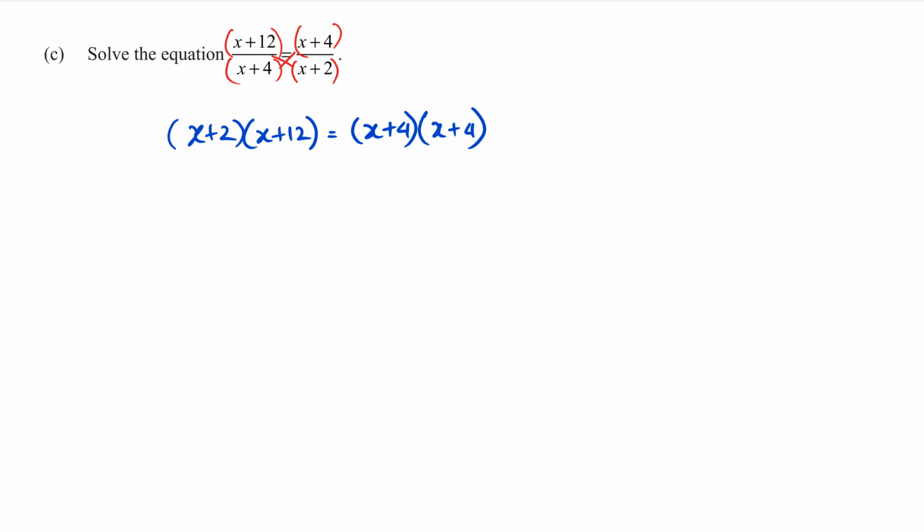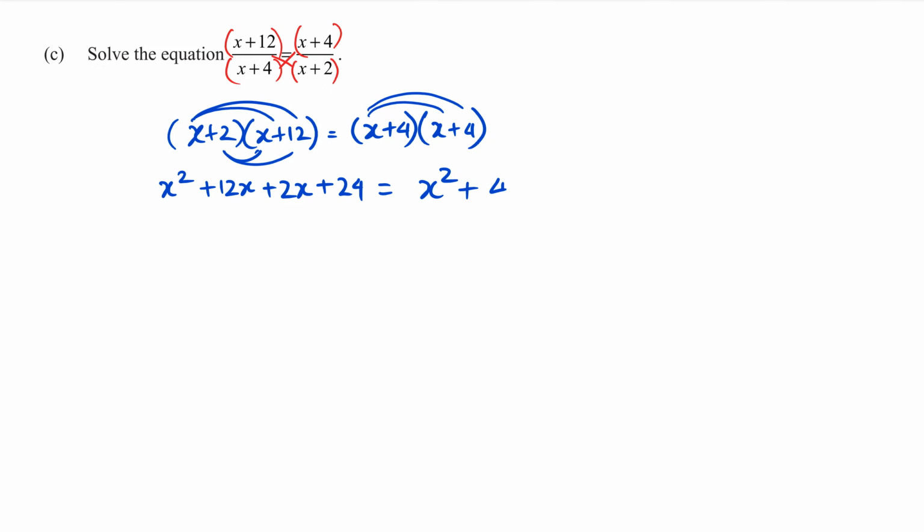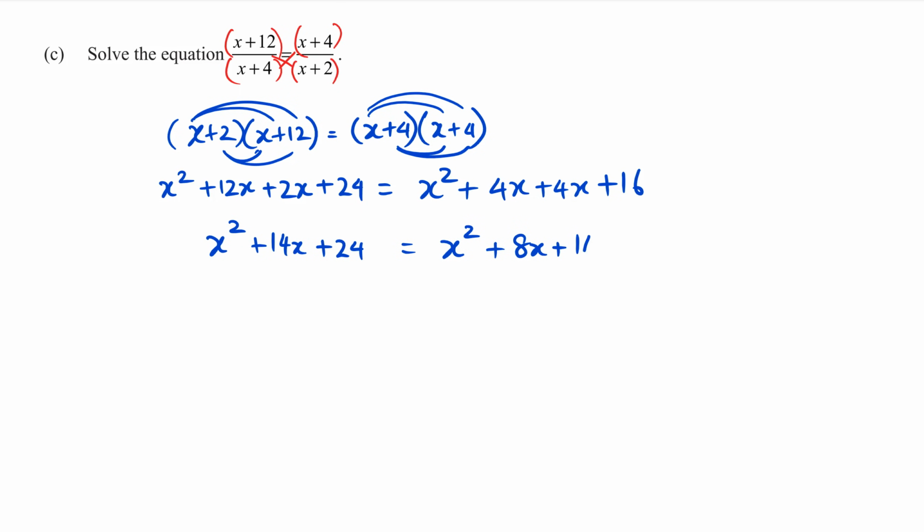So the first bracket I'm going to expand: I've got x times x, which is x squared. x and 12 makes 12x. 2 times x, which is 2x. And then 2 times 12, which is 24. And all of this is equal to x squared plus 4x, another 4x, and 16. So simplifying this, I've got x squared plus 14x plus 24 equals x squared plus 8x plus 16.